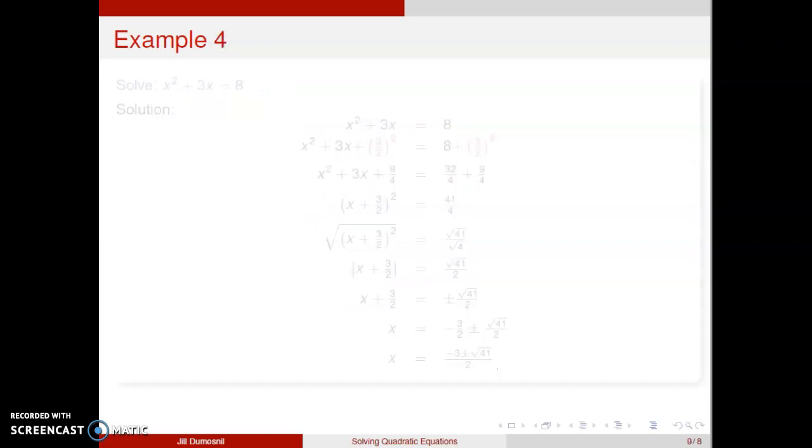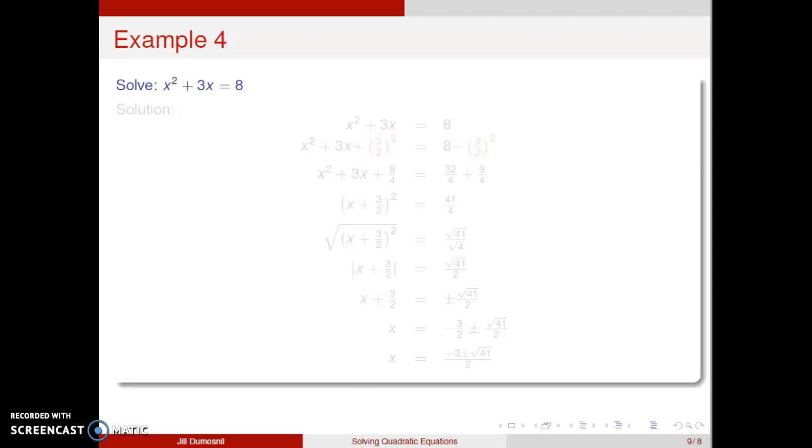So far, our examples have all had even coefficients of the x term, making our calculations somewhat simple. Let's consider a final example with uglier calculations. Solve the equation x squared plus 3x equals 8. Putting this quadratic in standard form will produce a quadratic expression that is not factorable. To complete the square, we add 3 over 2 squared, which is 9/4, to both sides of the equation.